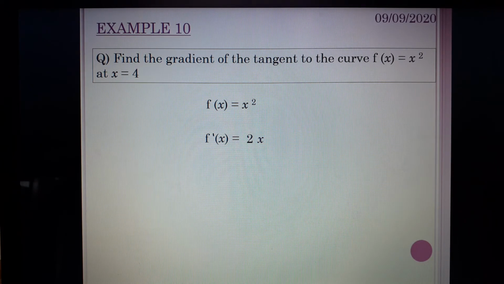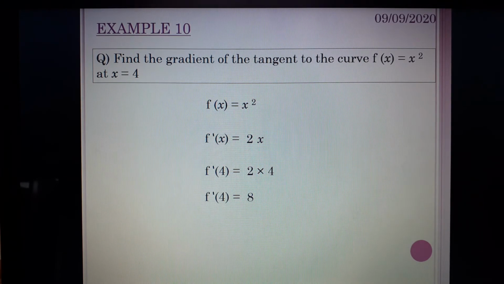And then we're going to substitute x equals 4 into that. So putting x equals 4 in is 2 times 4. So the actual gradient at that specific point at x equals 4 is actually 8. So it's allowing you to work out the gradient at specific points on curves, and that's one of the huge advantages of differentiation.